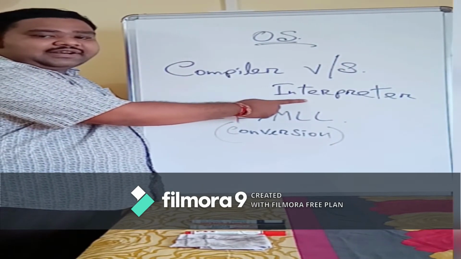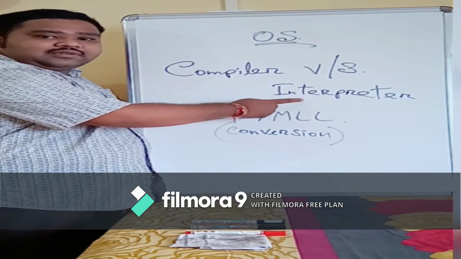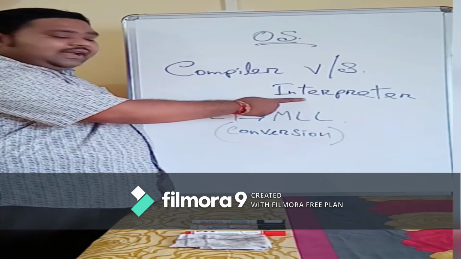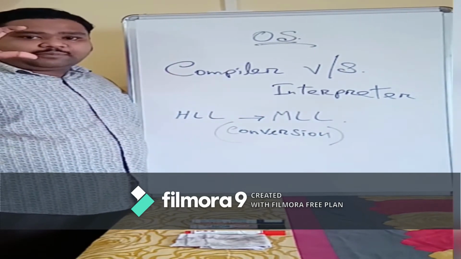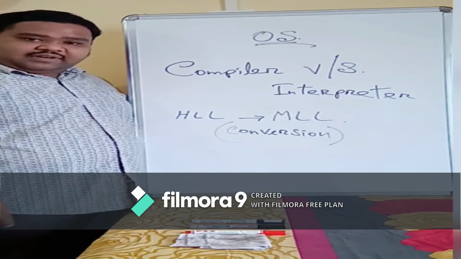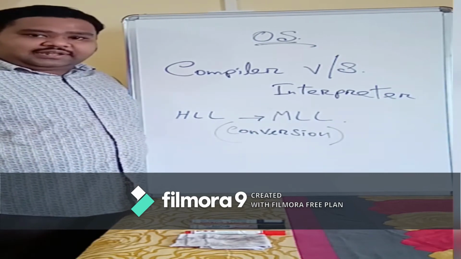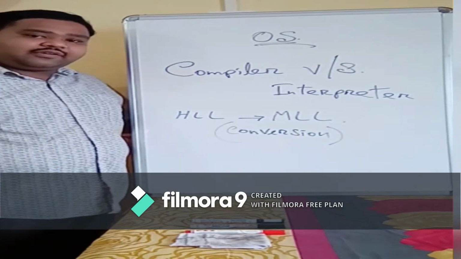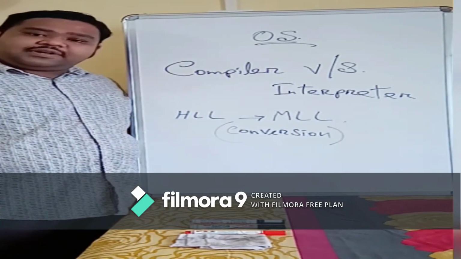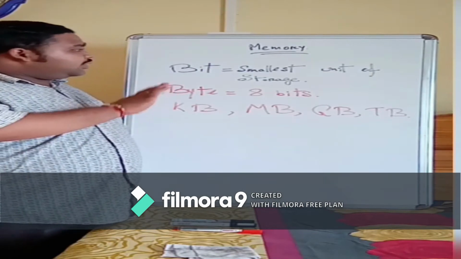While converting, if it encounters any error, it will report immediately. You have to correct them, then it will proceed to the next line. But in compiler, everything, that block of statements will be converted first. If any error, then it will be reported. Rectify the error, then it will be converted to machine level language. This is how compiler and interpreter works. Next we will discuss about memory.